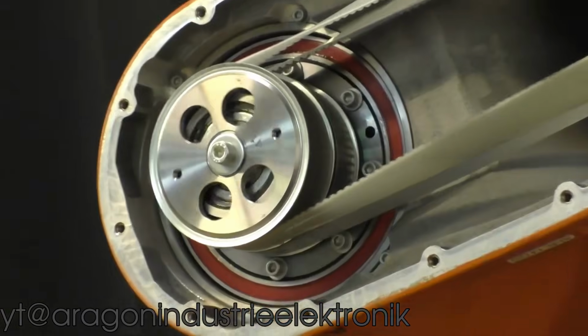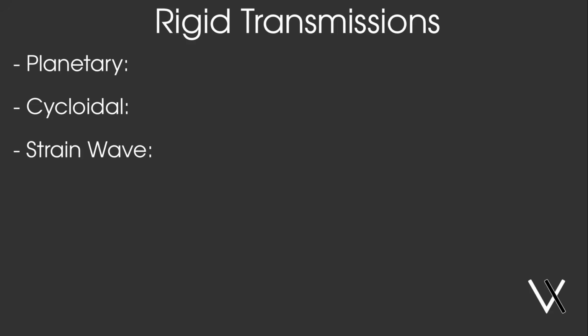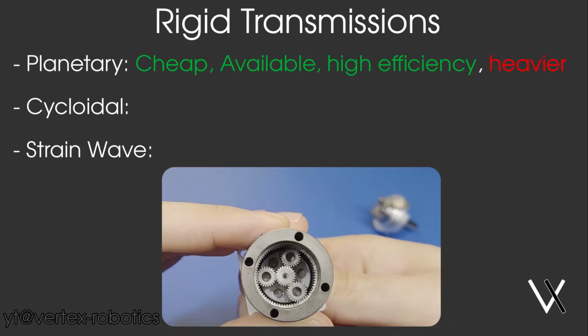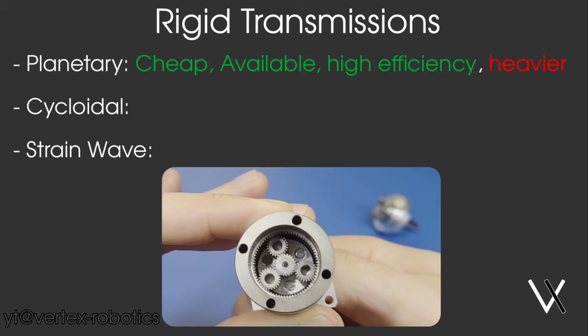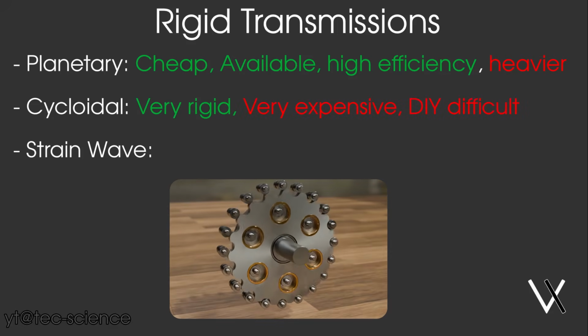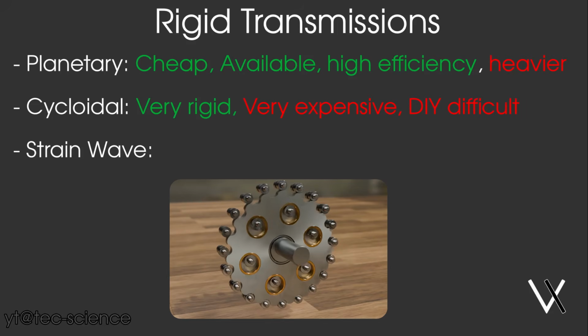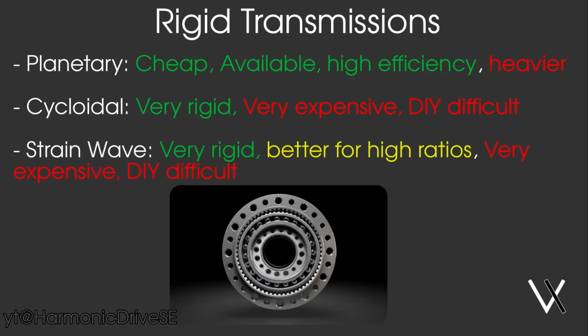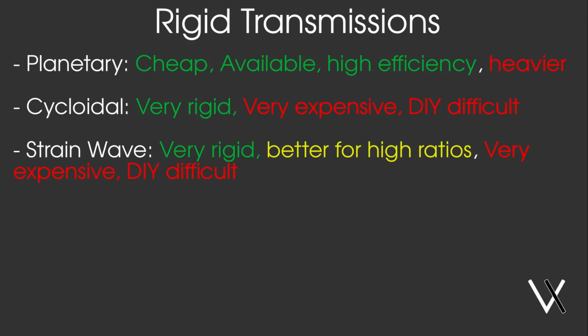Let's break down the ones we mentioned earlier. In terms of rigid transmissions, we have planetary gearboxes, which are cheap, very available, and have really high efficiencies, but they're also heavy. We have cycloidal gearboxes, which are very rigid, but also very expensive and really difficult to make yourself properly. And then we also have strain wave gearboxes that are also very rigid, but they're usually used for higher gear ratios. They're also really expensive and really hard to make yourself.